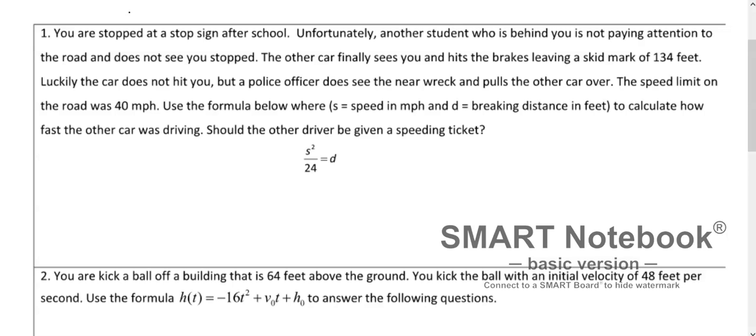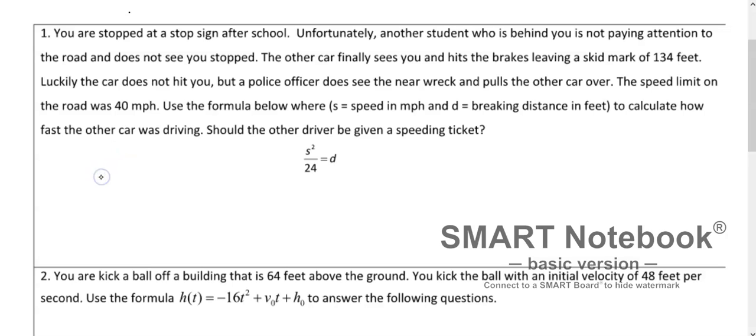All right, you're stopped at a stop sign after school. Unfortunately, another student who's behind you is not paying attention. They don't hit you, but they leave a skid mark of 134 feet. So, a cop pulls over the car behind you. Speed limit's 40. See how fast they were going.